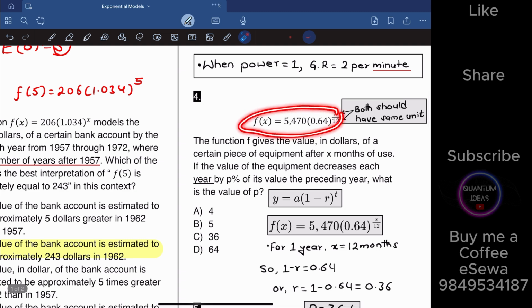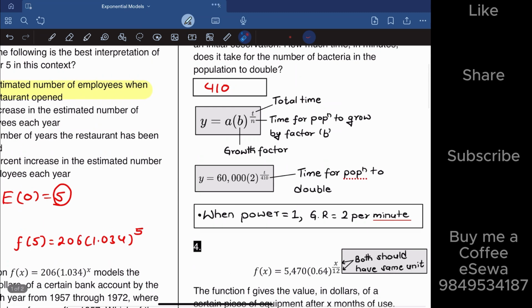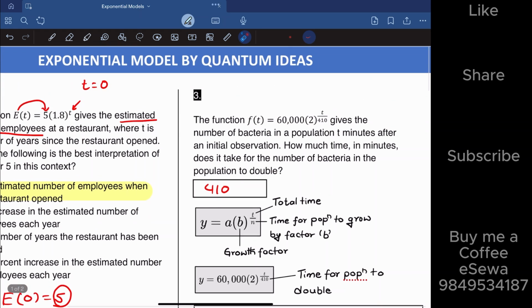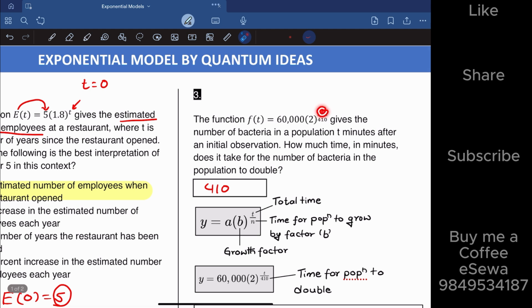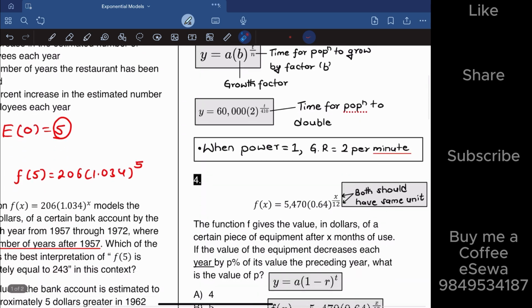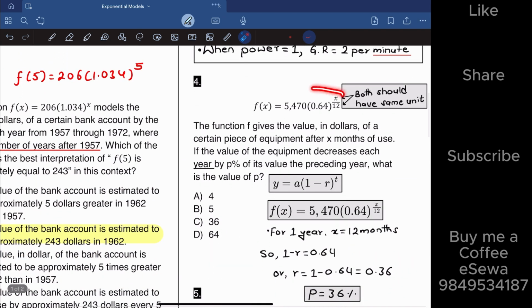So we are given a function, and we should also very much remember that the numerator and the denominator will have the same unit. Just remember that. Let's go to number 4. So we are given this function, and the function f gives the value in dollars. This is the dollar value of a certain piece of equipment after x months of use.